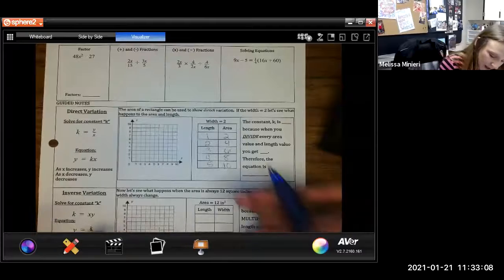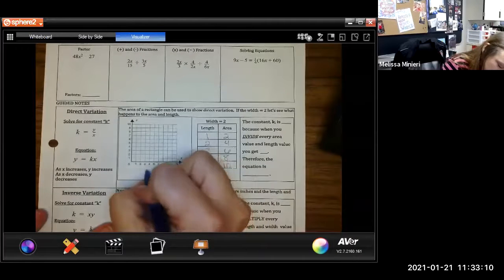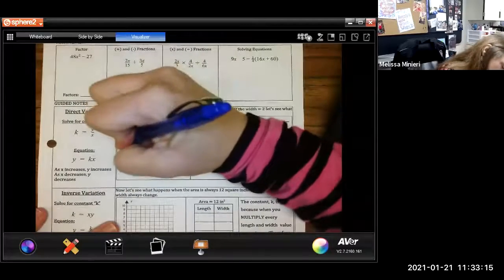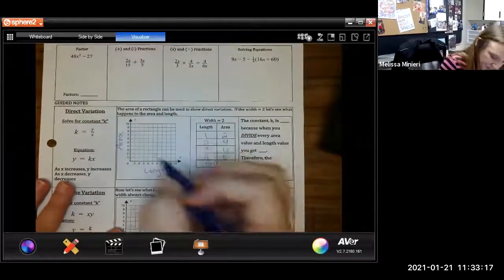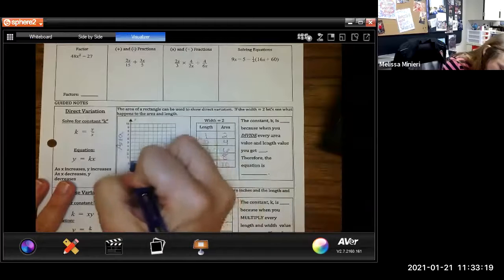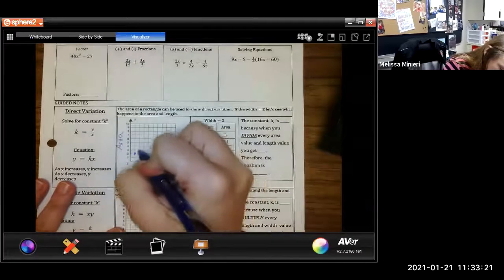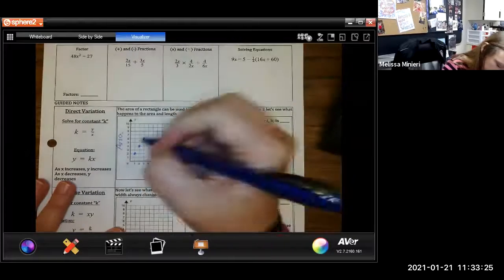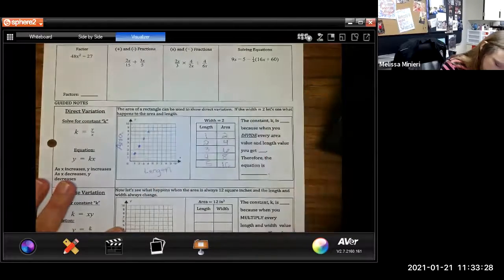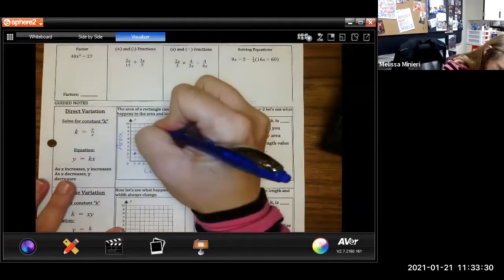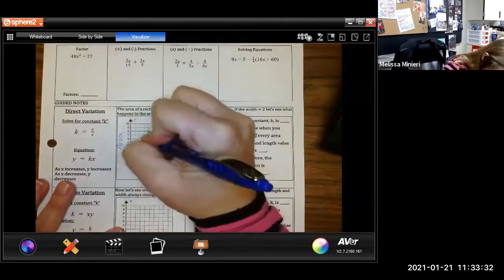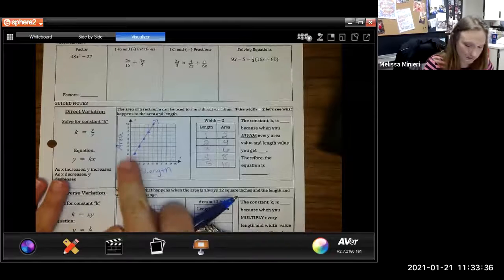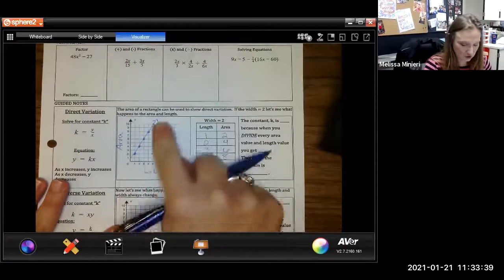All right, so let's go ahead and graph this. This should look familiar from Algebra 1. If my x-axis is length and my y is area, the shape of this graph should look familiar. You studied a ton of this function in Algebra 1, this linear function, right? Anytime it's a straight line.